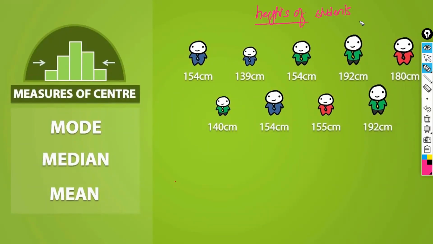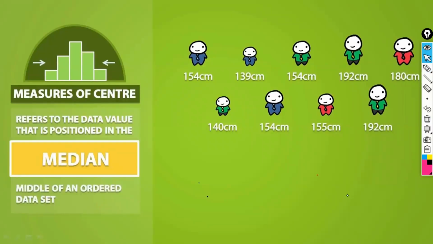I am having a data set. Total 9 values are there. For these 9 values, first I am going to calculate the median. Now, what is meant by median? Median means the centermost value of the ordered array. It is the middle value of the ordered data set. Middle value, center value. That is the reason it is called measures of central tendency. Central tendency means center value we are going to measure.